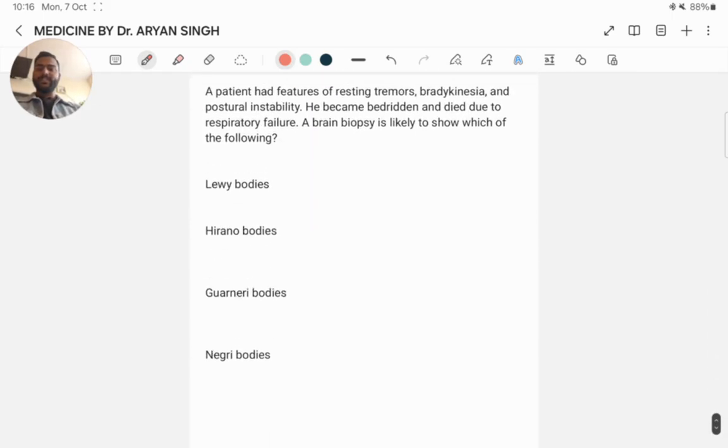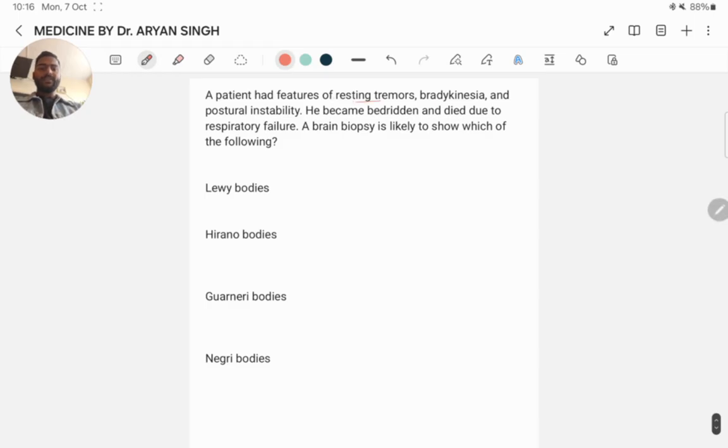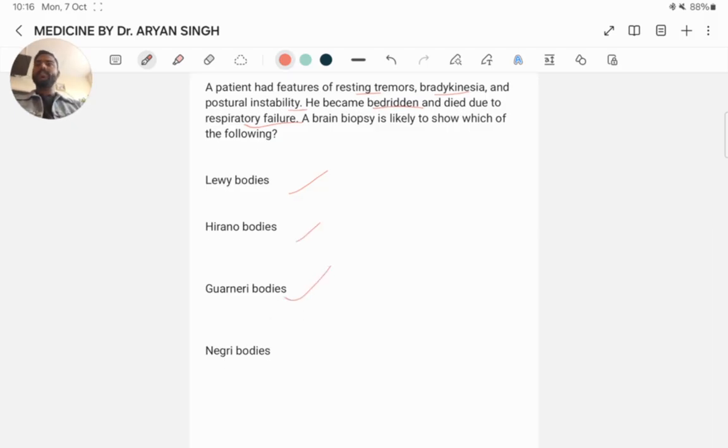Next question. A patient had features of resting tremors, bradykinesia, and postural instability. He became bedridden and died due to respiratory failure. A brain biopsy is likely to show which of the following: Lewy body, Hirano bodies, Guarnieri body, or Negri body. Here the Lewy body is the best answer, because resting tremors, bradykinesia, and postural instability indicate a diagnosis of Parkinson disease, not syndrome.